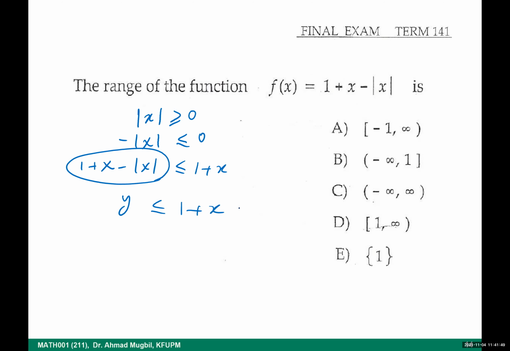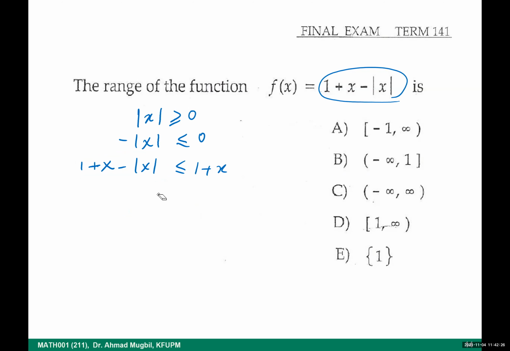Good try, but we cannot conclude anything from here. What we conclude is that the graph of this function is bounded by the graph of the line 1 plus x. So this means that all the values of this function are less than the line y equals 1 plus x. If we don't have x here, it's okay. But here we still have a variable. So it means that 1 plus x minus the absolute value of x is less than 1 plus x. And this is true. So here the algebraic building is not working.